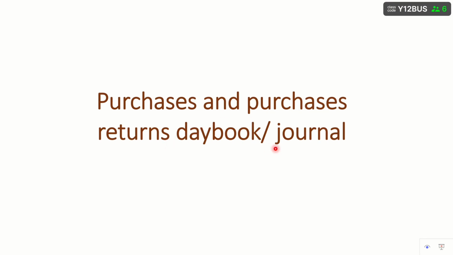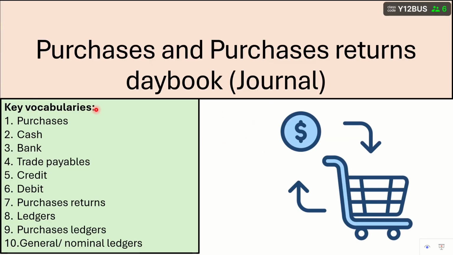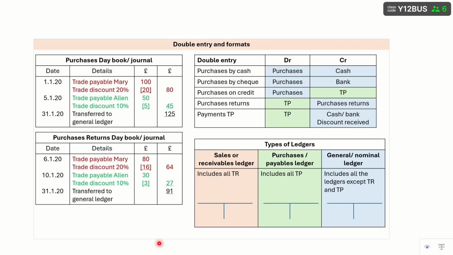Purchases and purchases returns daybook or journals. Key vocabularies: purchases, cash, bank, trade payables, credit, debit, purchase returns, ledgers, purchases ledger, general or nominal ledger. These are the formats of purchases daybook and purchases returns daybook, or we call it a journal.